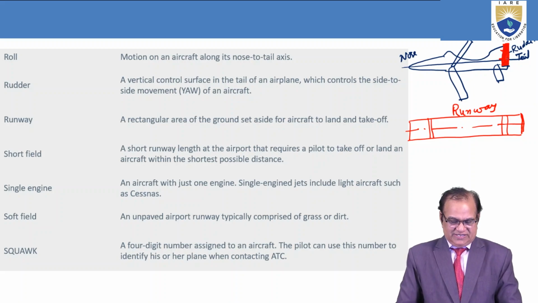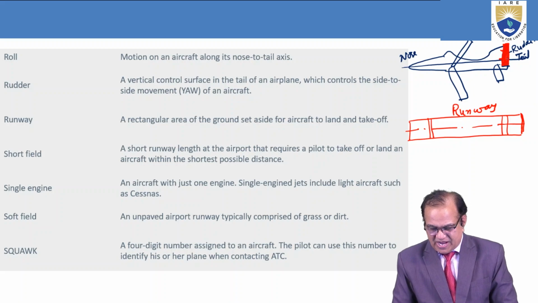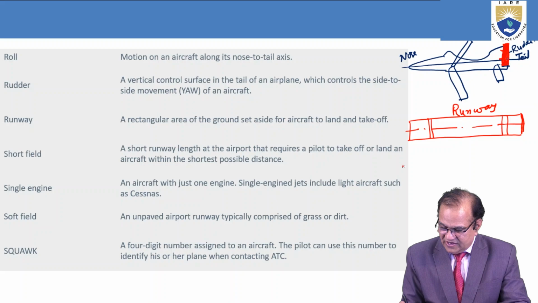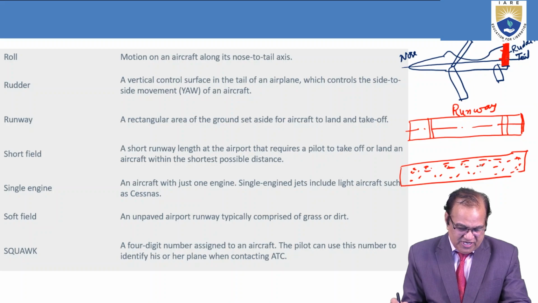Short field again, an unpaved aircraft runway typically comprised of grass or dirt. If it is not concrete, if we have some grassy, some muddy surface, all these things are there, this is called the short field.